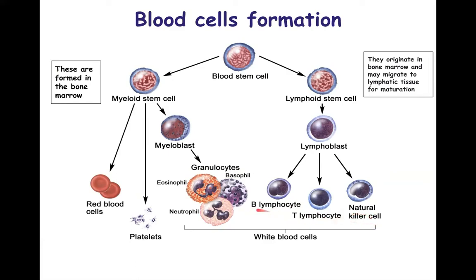B lymphocytes are the ones which remain and mature in the bone marrow itself. T lymphocytes are those which mature in the thymus, which is one type of lymphoid tissue, a lymphoid gland. And the natural killer cells remain in a dormant state. They readily become active when they encounter any pathogen in the body. So these are the basic categories of blood cells which are formed from the stem cells in the body.